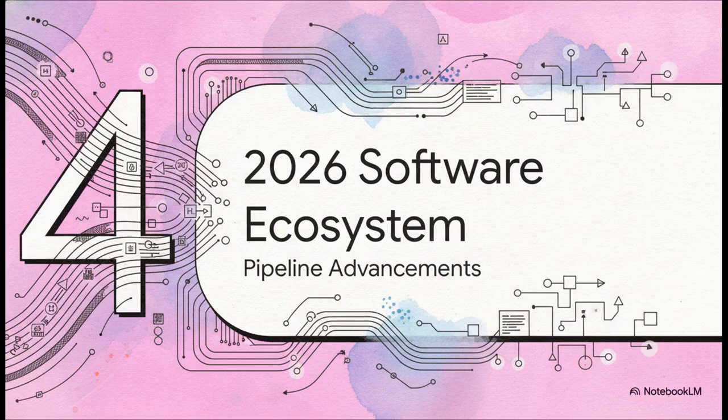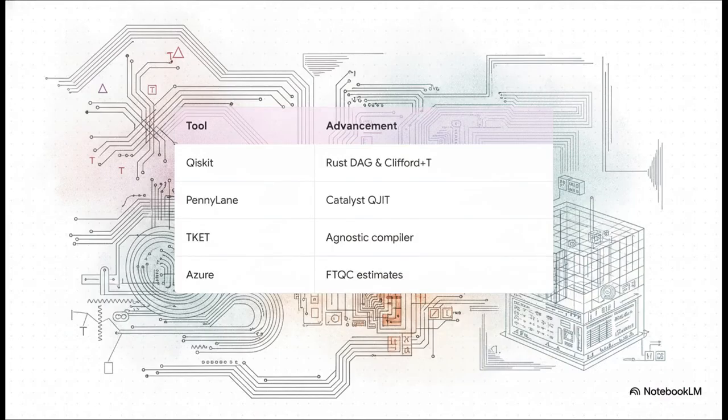Now for Section 4, the 2026 Software Ecosystem, where we look at some major pipeline advancements. The engineering leaps we're seeing here are massive. For example, Qiskit has moved its performance-critical DAG manipulation directly into Rust. They've expanded their CAPI and improved QPY serialization. All of this drastically speeds up compilation and opens up staged optimization paths toward Clifford plus T fault-tolerant instruction sets, which is exactly where reducing T-count matters most.